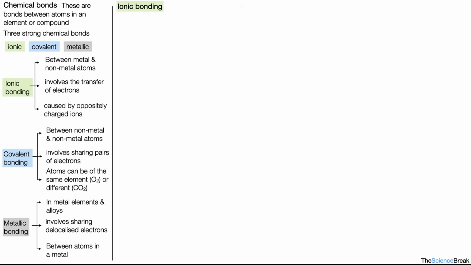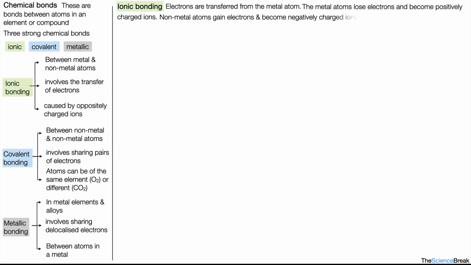Let's take a look at ionic bonding in a bit more detail. In ionic bonding, electrons are transferred from the metal atom. The metal atoms lose electrons and become positively charged ions. The non-metal atoms gain electrons and become negatively charged ions. Let's take a look at bonding in sodium chloride.